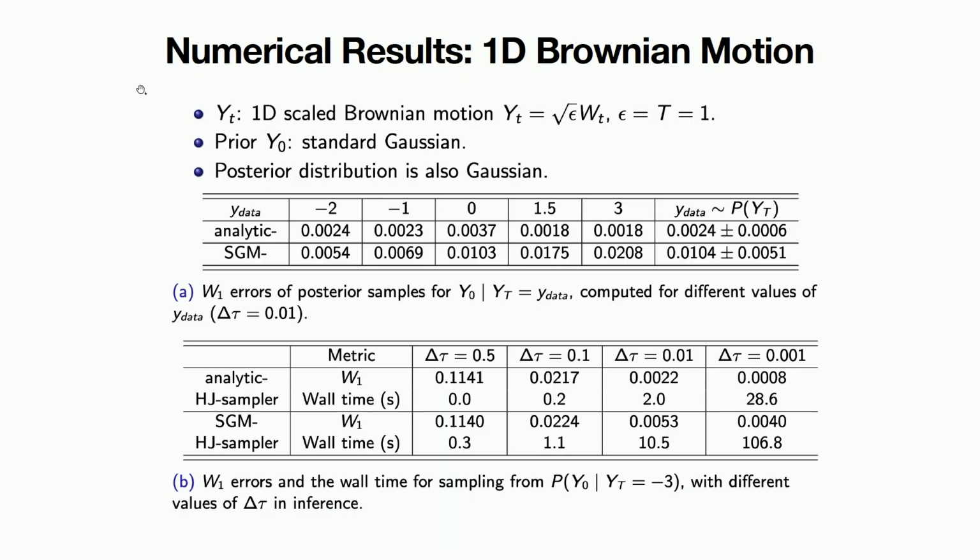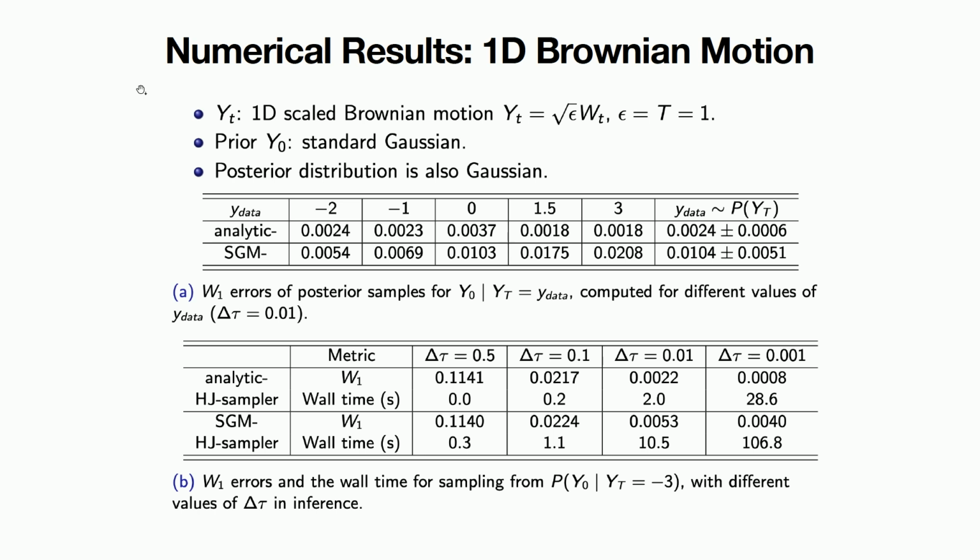Now let me just quickly show you some numerical results of the paper. We test the algorithm on 1D Brownian motion. So we assume the underlying stochastic process is a 1D Brownian motion. And then we assume the prior distribution is a standard Gaussian.